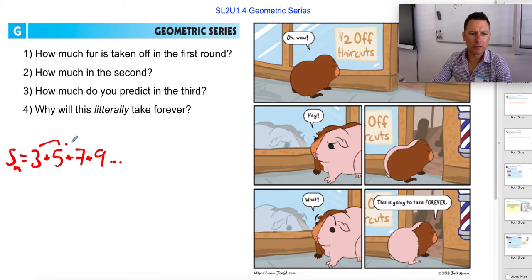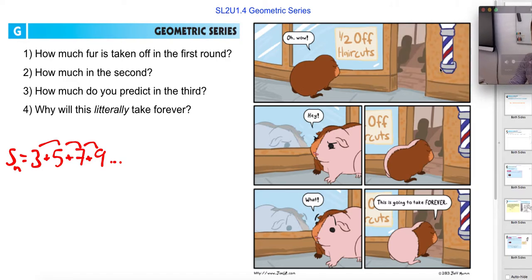And all of these were arithmetic because you were adding the same thing to get to the next one. We're going to do the same thing, but with geometric sequences. Adding them up makes them a geometric series. So this little cartoon over here is about that, right?